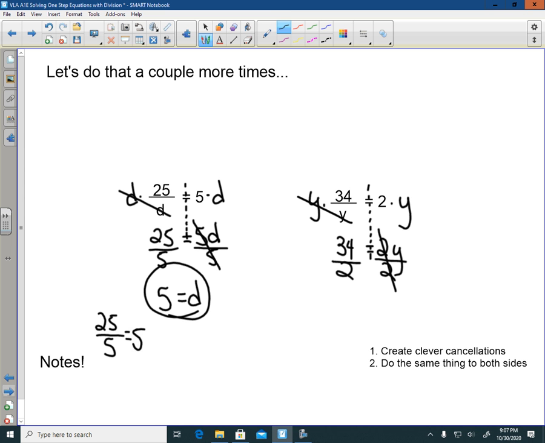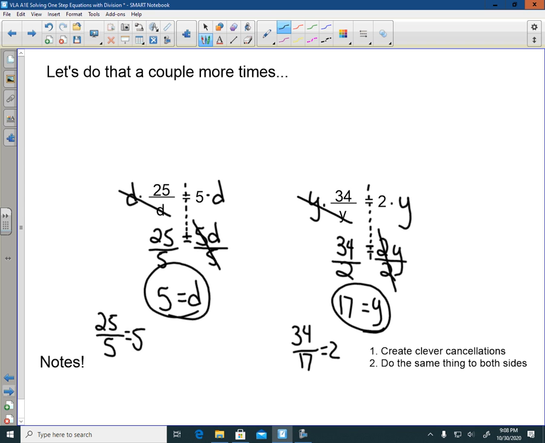34 divided by 2 is 17. And that equals the y that's left over. And we can ask ourselves, is 34 divided by 17 2? Let's try it. 34 divided by 17. Yeah, it is 2. And so we have the correct answer.